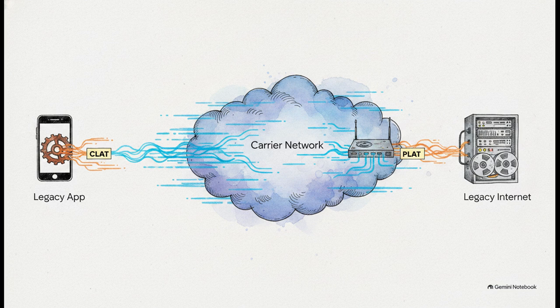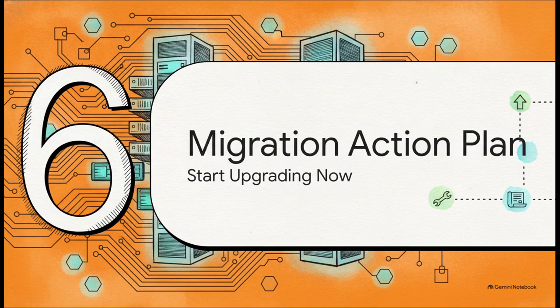Then the PLAT acts as the provider-side NAT64 gateway at the network edge, translating it right back to IPv4 to reach the legacy internet. The app thinks it's on an IPv4 network, the carrier gets to run a much simpler, cheaper, pure IPv6 internal network, and backward compatibility is fully maintained. Best of both worlds.